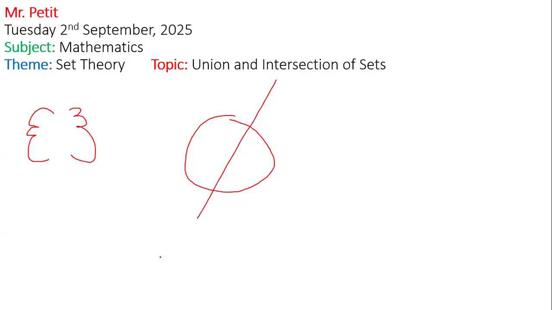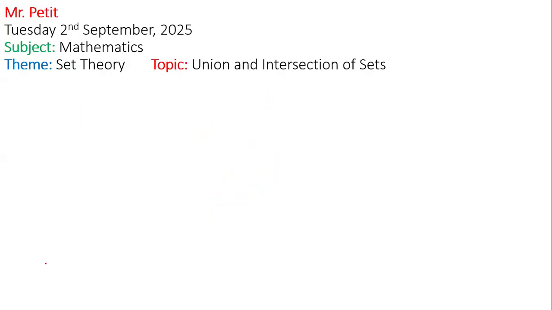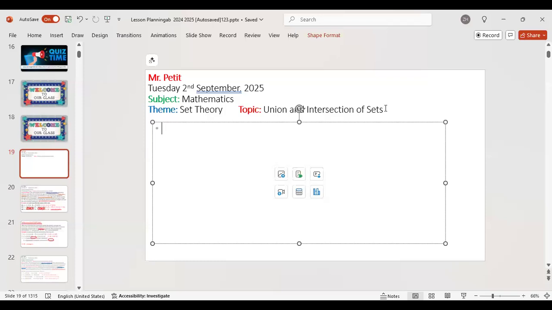Okay, good. So now we're going to be looking at the intersection and union of sets. So let's begin. Everyone should be writing this down. Hopefully you got a chance now to write it down.